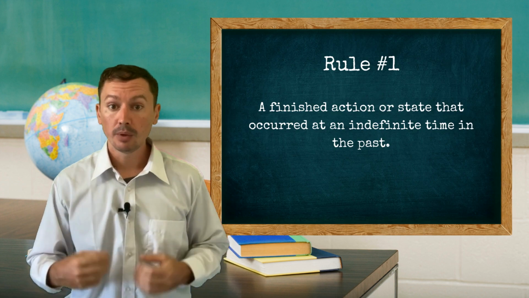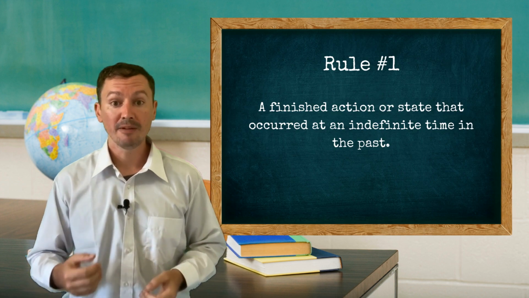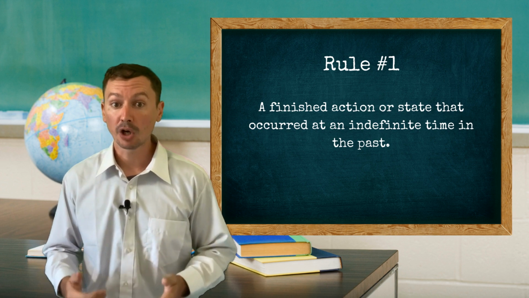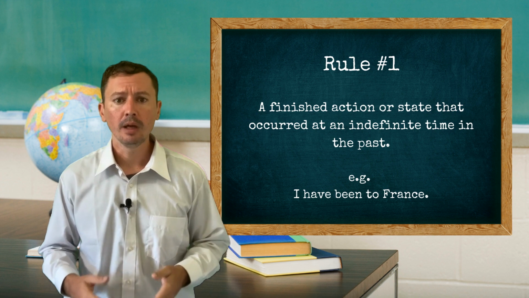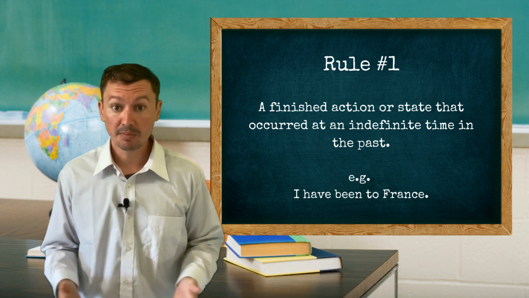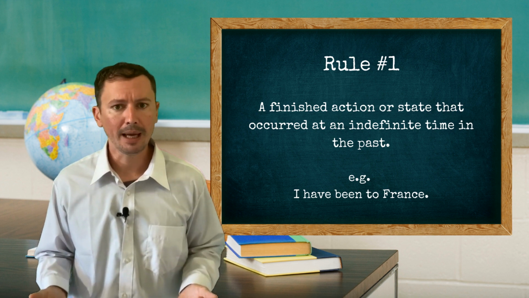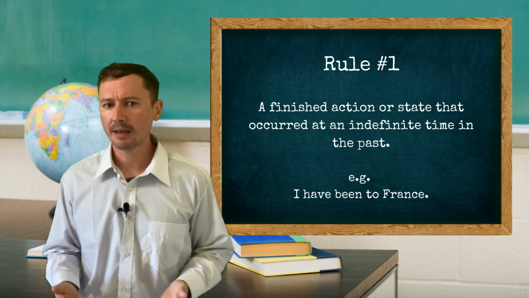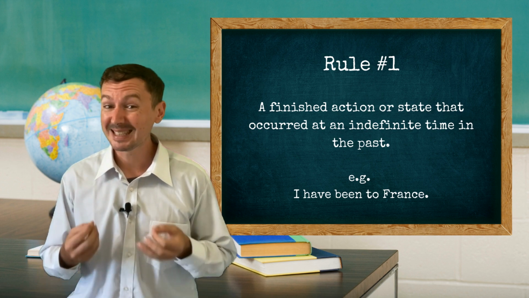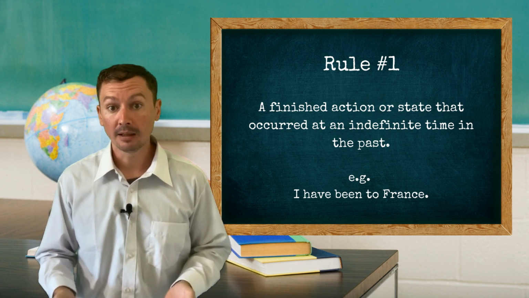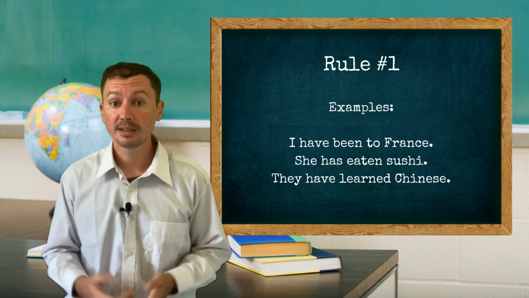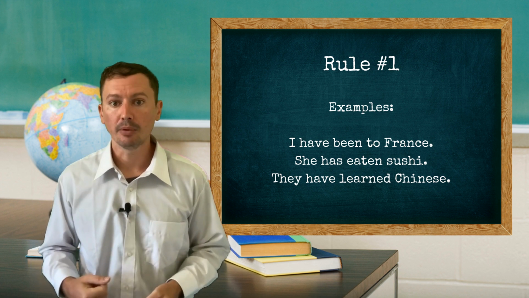First of all, we use the present perfect to describe a finished action or state that occurred at an indefinite time in the past. I could say, for example, I've been to France. This means that I went to France at some point in the past. The 2 important time factors, however, are that I did not say when this trip occurred and that it could theoretically happen again in the present or future. The same is true of these examples.